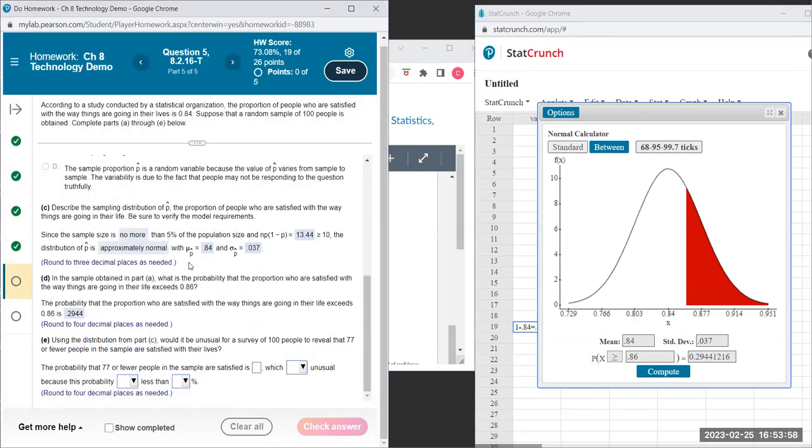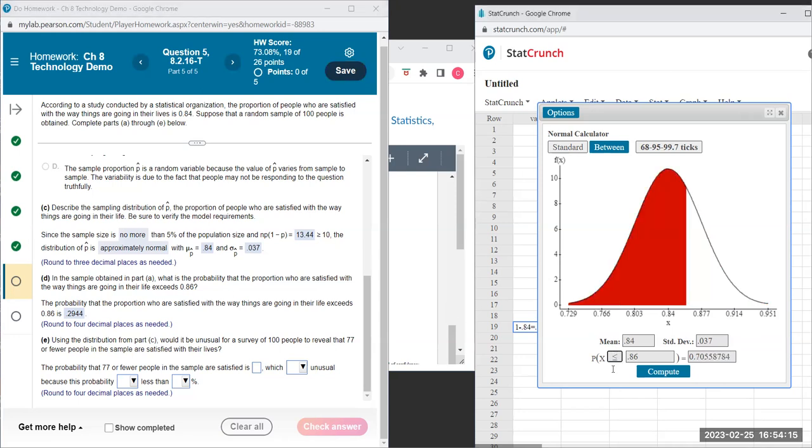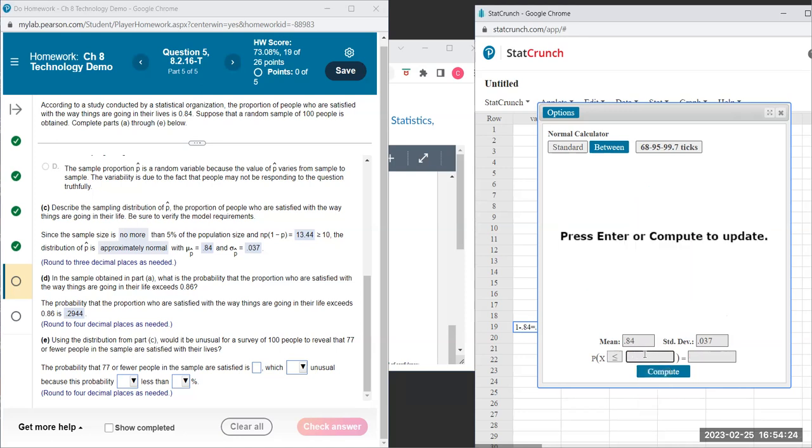And then from part C, use the distribution. Would it be unusual for a survey of 100 people to reveal that 77 or fewer were satisfied with their lives? So the probability that 77 or fewer. Now this one, they gave us the people instead of the proportion, so we have to be careful here. You could either put 77 out of 100 here, or put 0.77. Either one, you could have StatCrunch do it, or you could do it on the calculator. And fewer means less than, so we would change that to a less than.